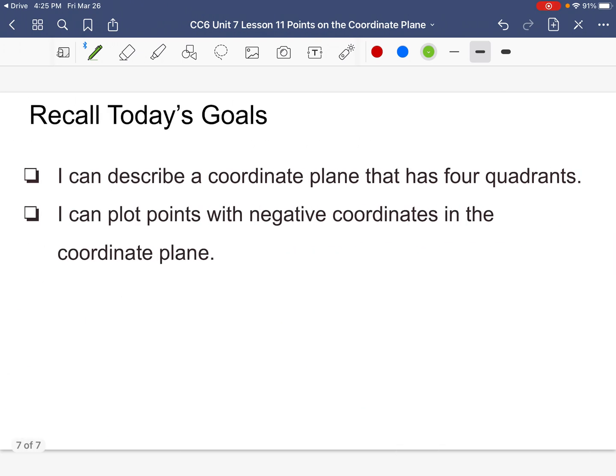So today you saw how to describe a coordinate plane that has 4 quadrants, and you can plot points with negative coordinates on the coordinate plane. And that's the end of today's lesson.